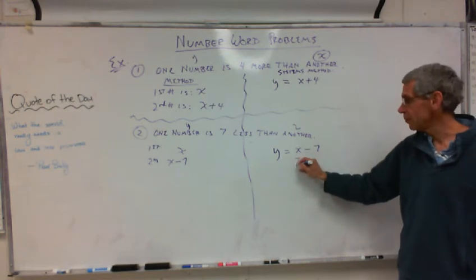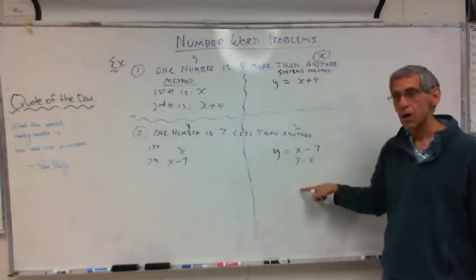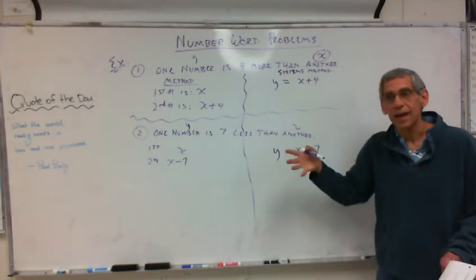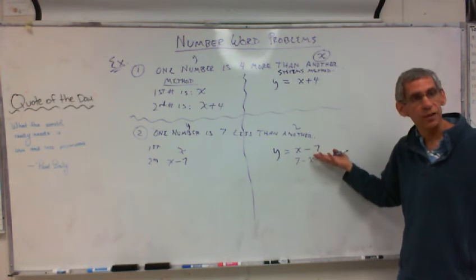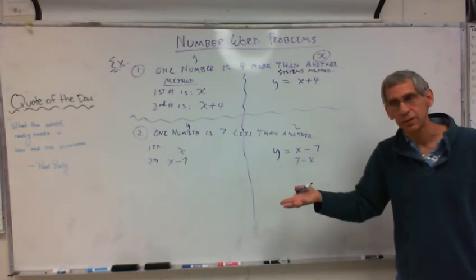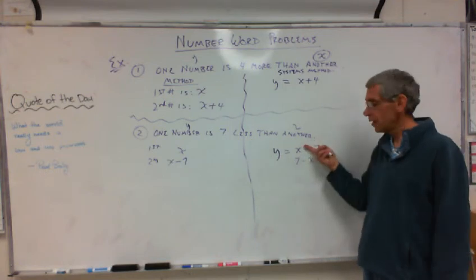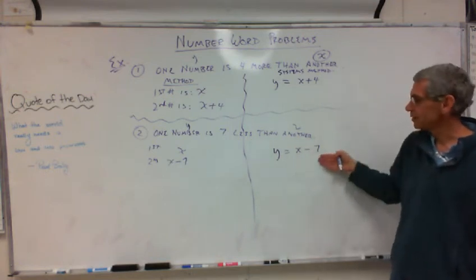They would write 7 minus x. 7 less than another? Wrong. Because it's 7 less than. You can't have less than until you have something. So you've got to put the something first, and then you say less 7. Does that make sense? You can't have a less 7 without a number first. So you've got to put the x first, and then the minus 7.